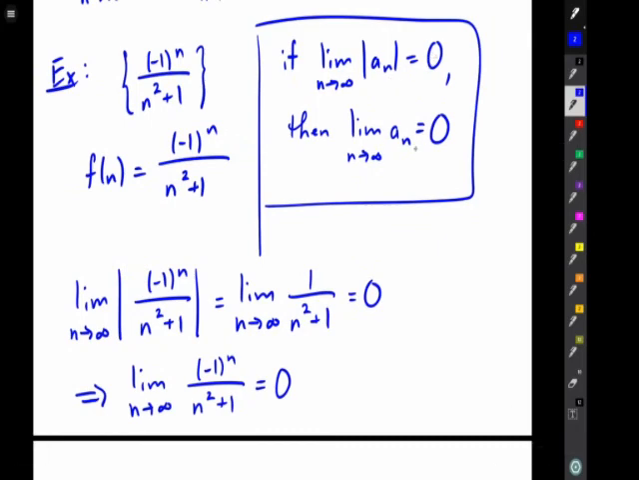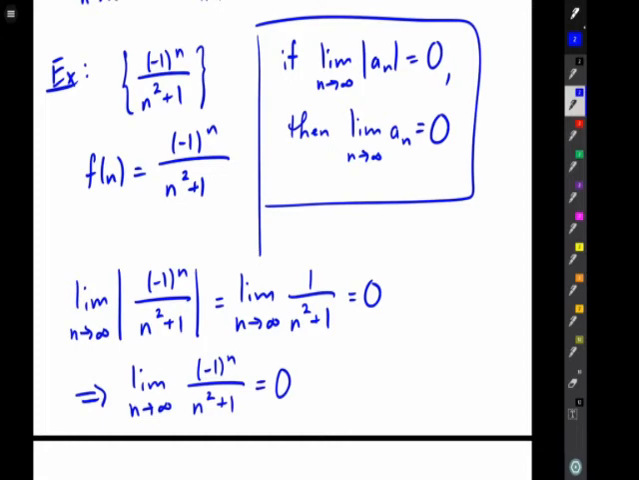Now, why does it work that if the limit of the absolute value equals 0, then the original one must go to 0? Because the absolute value is telling you how far away from the x-axis your points are. And if your points have to keep getting closer to the x-axis, it doesn't matter what side they're on, they've got to go to 0. So that's one way to look at this, or that's one example here.